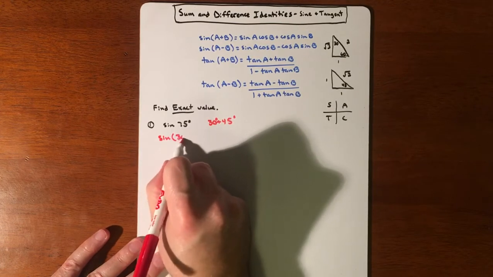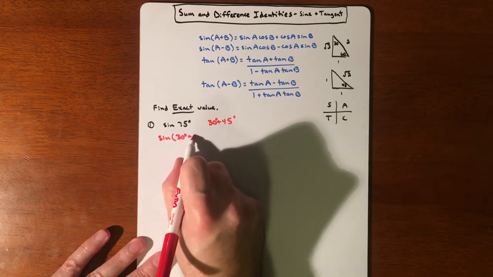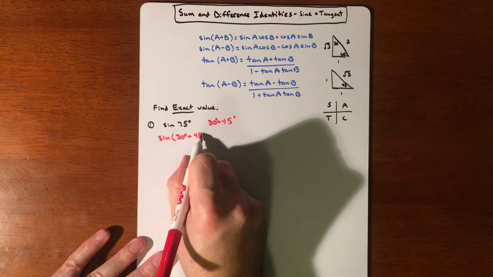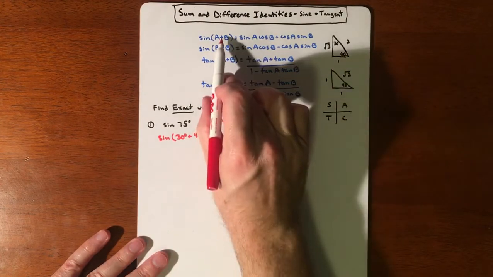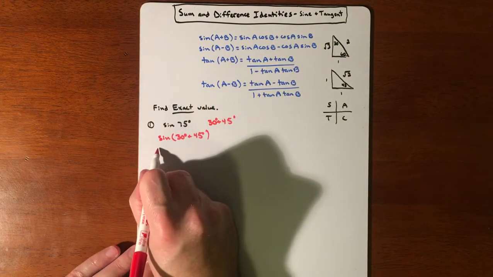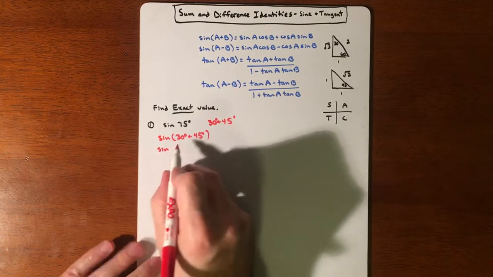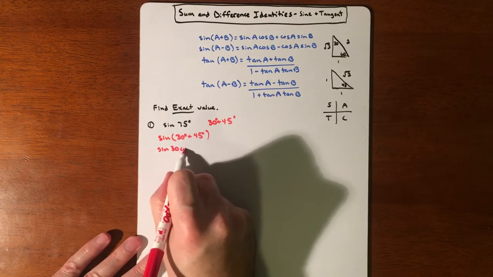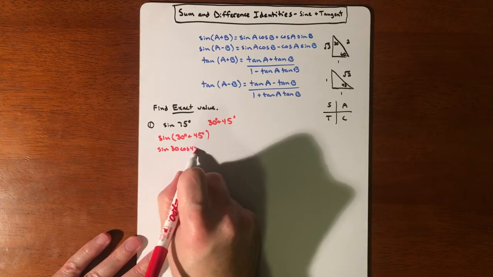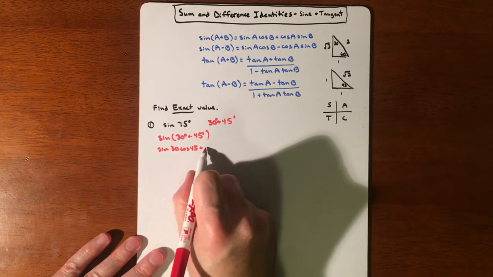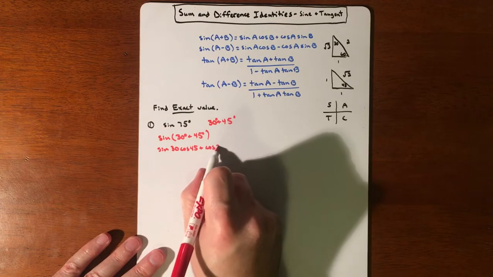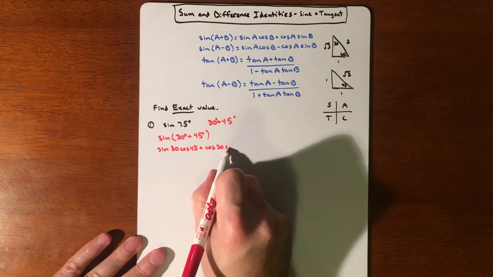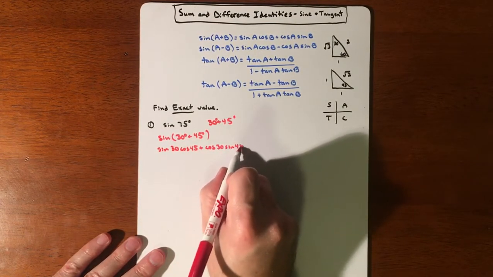So sine of 30 degrees plus 45 degrees, and that means I'm going to be using the top formula. So sine of 30 times cosine 45 plus cosine of 30 times sine of 45.